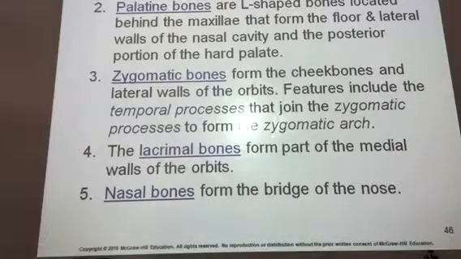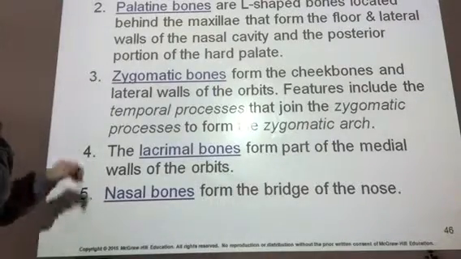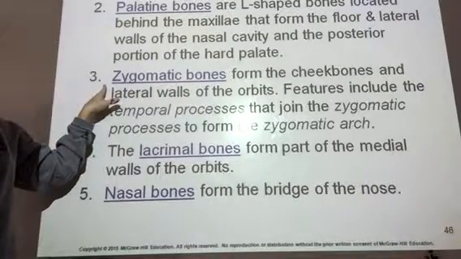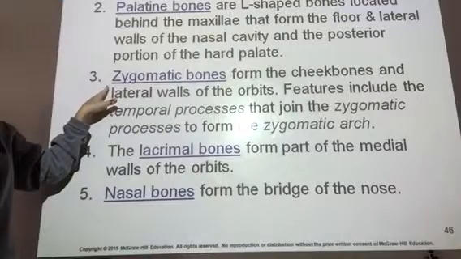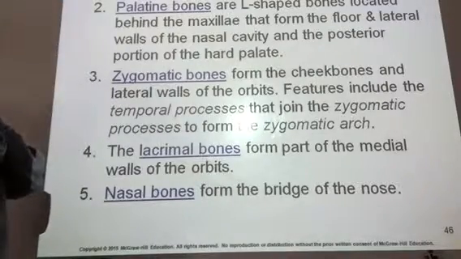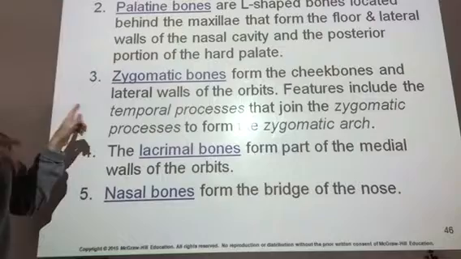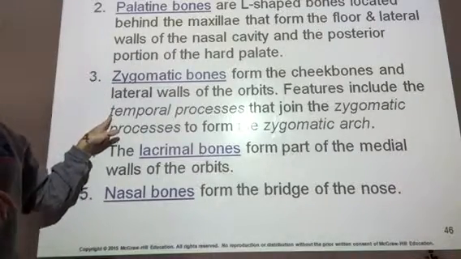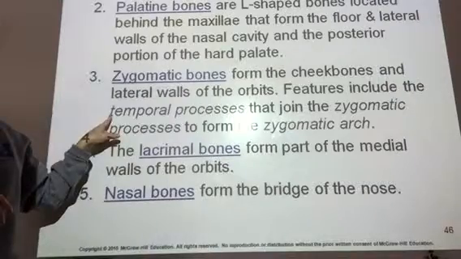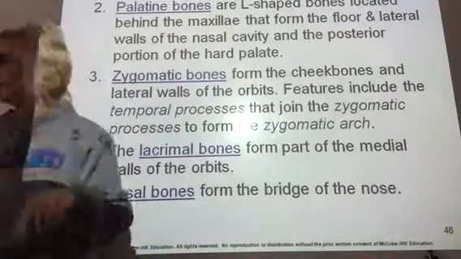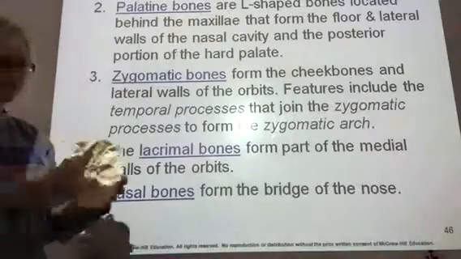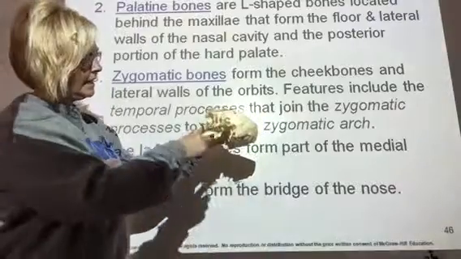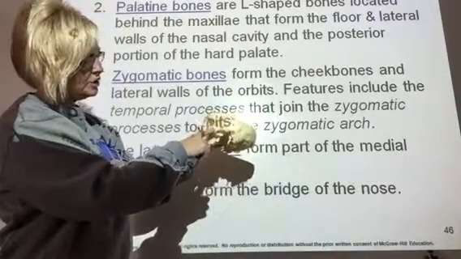Palatine bones are behind the maxilla. Here again, probably won't have you label these. Zygomatic, yes. Zygomatic cheekbones. So your cheekbones are your zygomatic bones. Your zygomatic bone will have your temporal process. So in the formation of your cheek, if I look at my skull that I have labeled, the zygomatic bone is my cheekbone.